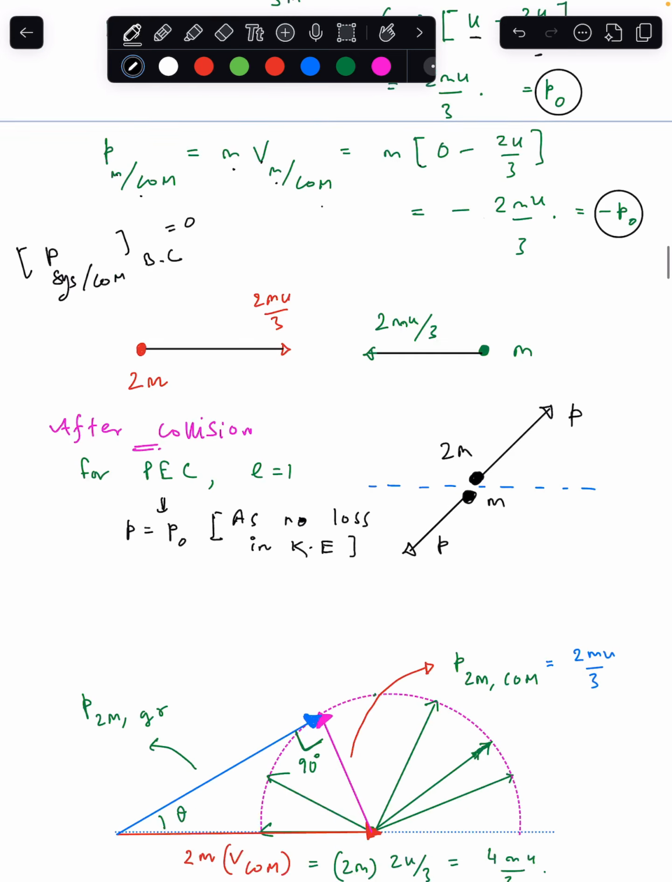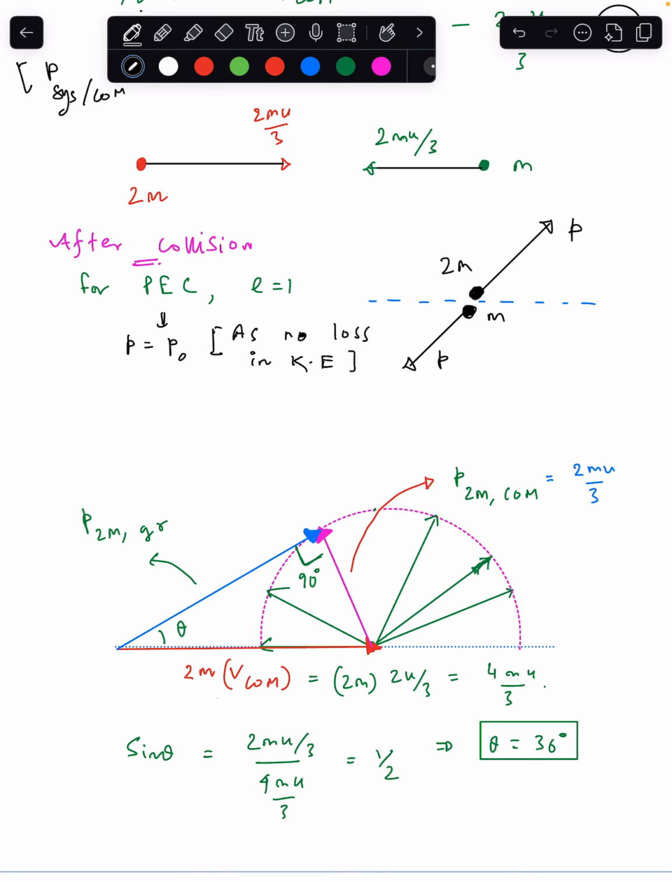But what happens after collision? Since they have said it's a perfectly elastic collision, e is equal to 1. If e is equal to 1, we know that there is no loss in kinetic energy. If there is no loss in kinetic energy, this value of p is going to remain the same, which is equal to the value before collision, that is p naught. So that means this 2m mass will move in this direction, m mass will move in this direction. Correct? With respect to center of mass, they will move anti-parallel to each other.